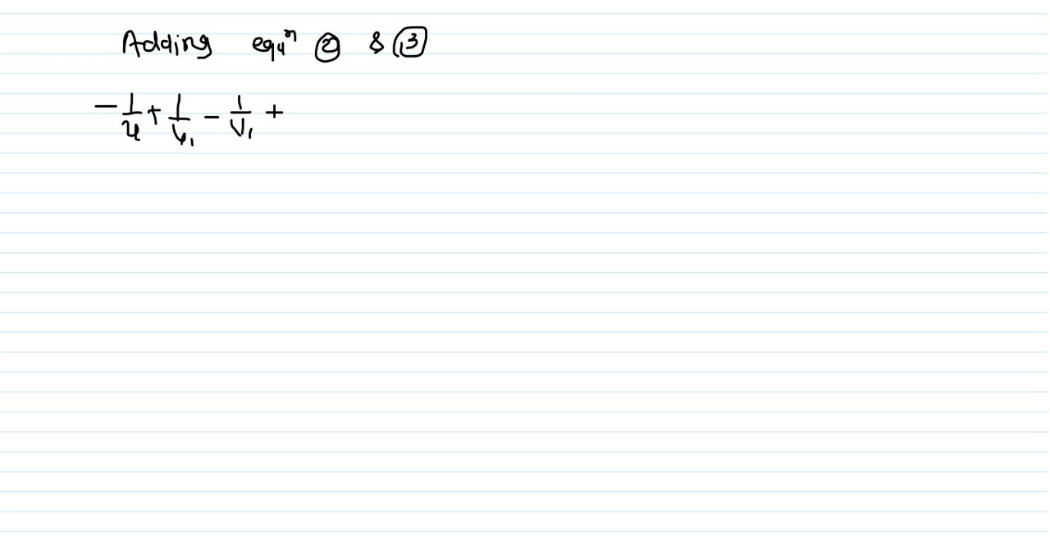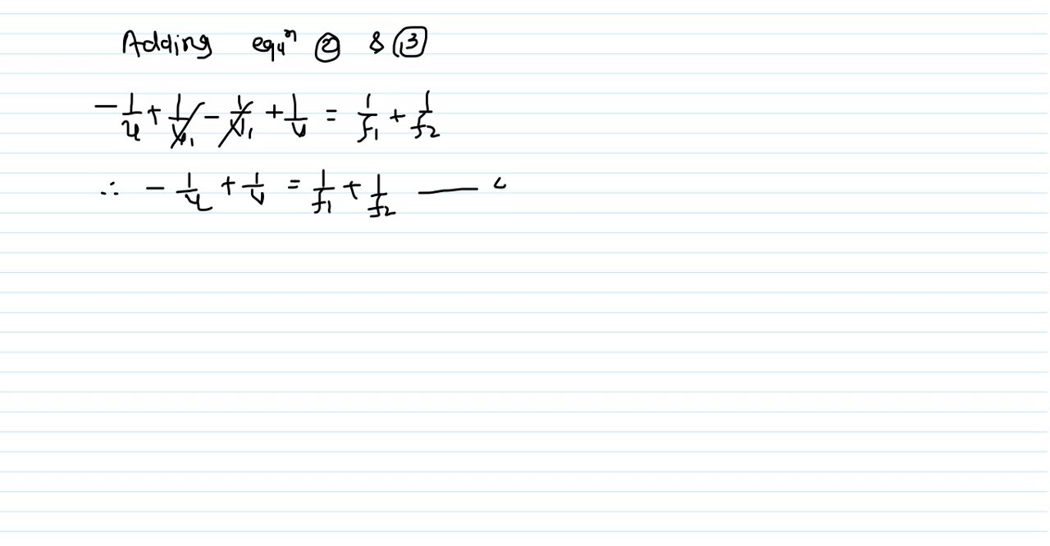Now adding equations 2 and 3: minus 1 upon u plus 1 upon v1 minus 1 upon v1 plus 1 upon v is equal to 1 upon f1 plus 1 upon f2. These two get cancelled. Therefore minus 1 upon u plus 1 upon v is equal to 1 upon f1 plus 1 upon f2. You can say it is equation number 4.